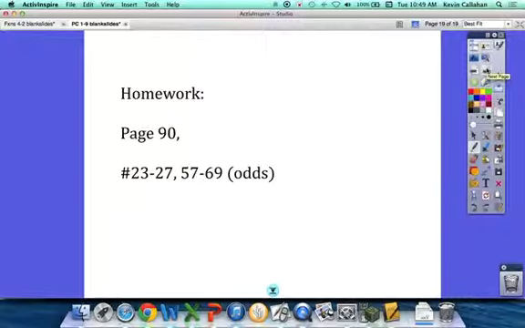That is the homework. Remember, it's odds. All of them are odds. You want to write that down, and then we're going to take a quiz.